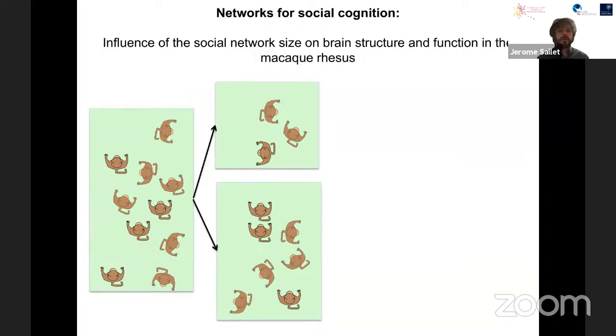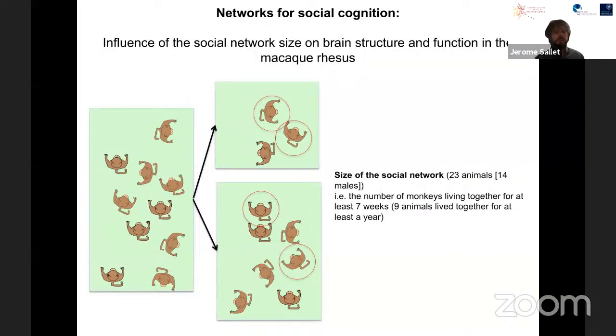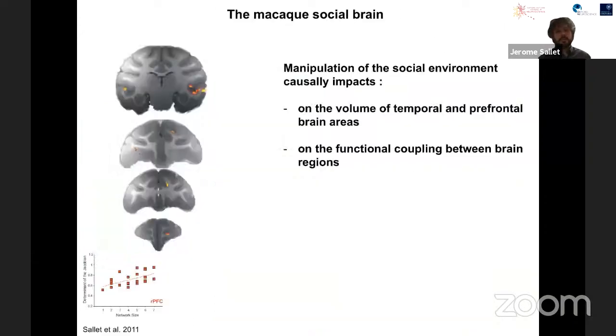And again, after at least 3 weeks in the newly formed social groups, some animals were scanned for different research projects than this one. But we were able to use this data to look for potential correlations between the size of the social network the animals are living in and gray matter volumes. And we found some positive correlation in several parts of the brain, in the temporal cortex and as well in the prefrontal cortex.